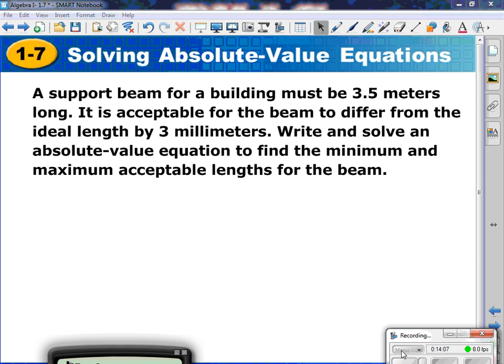A support beam for a building must be 3.5 meters long. It is acceptable for the beam to differ from the ideal length by 3 millimeters. Write and solve an absolute value equation to find the minimum and the maximum acceptable lengths for the beam. First thing about this problem is that I want you to try to set up an equation for homework and those problems on the board. See you tomorrow.